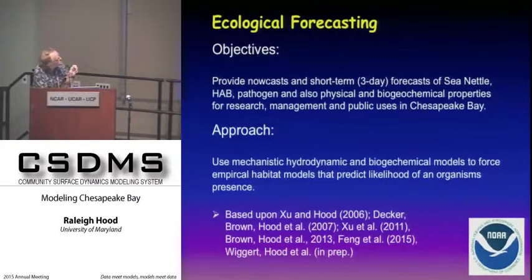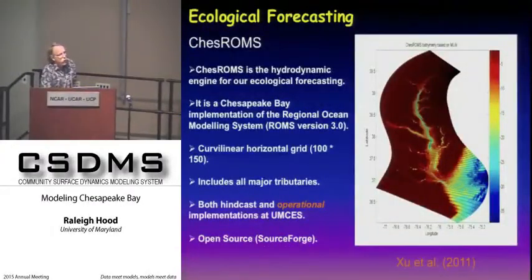And the approach that we use for all of this is that we use, as I said, mechanistic hydrodynamic and biogeochemical models to force data-driven empirical models that predict the likelihood of the presence of an organism in the Chesapeake. And this is based upon many years of work, starting back in 2006, our first sea nettle model, and is ongoing in the present. And so the hydrodynamic engine that we use for this work is called ChesROMS.